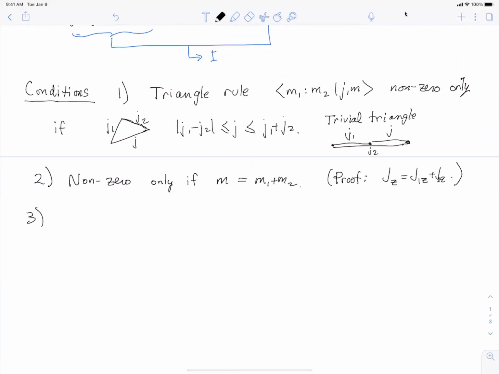Okay, the third thing is something you can't really prove. It's more of an assumption. It's the Condon-Shortley convention for the Clebsch-Gordon coefficients that we've been using in our algorithm. And so one thing that says is that all the Clebsch-Gordon coefficients are always real.